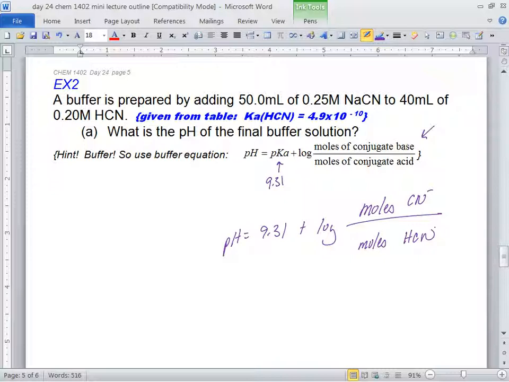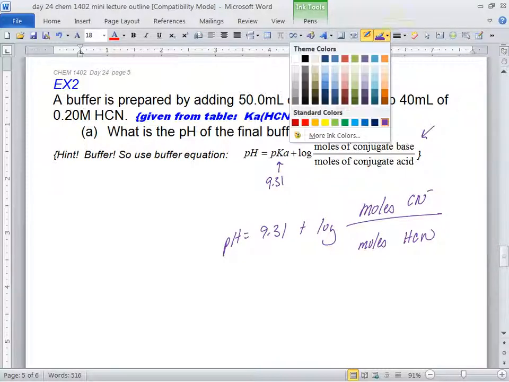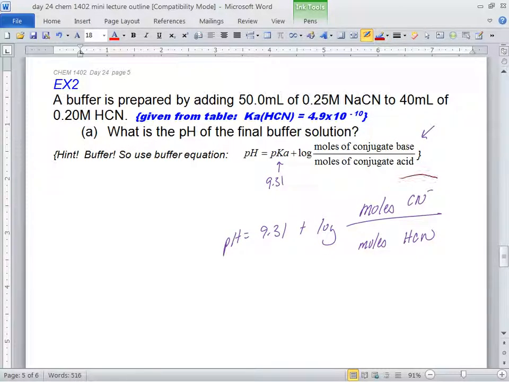How are you going to get the moles of the cyanide? Bowdy, how are you going to get the moles of the cyanide? Excellent. Change the 50 milliliters to liters, 0.05 liters. Then she said multiply it by the concentration, 0.25 moles per liter. Liters cancel. You end up with, what's 0.05 times 0.25? You get about 0.0125. So we've got that number.